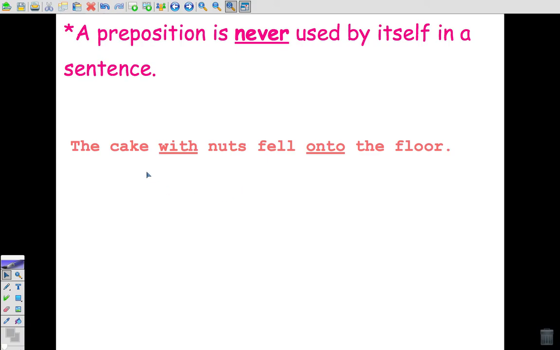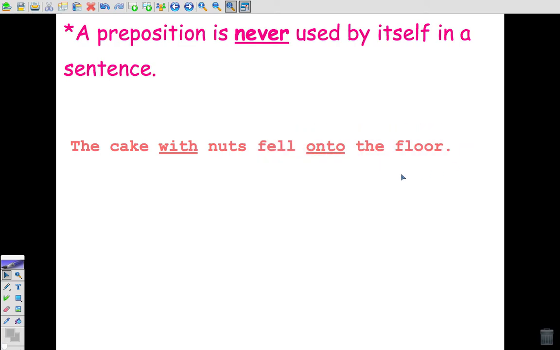So here's a sentence with two prepositional phrases. We have, the cake with nuts fell onto the floor. The cake is the subject, with nuts is describing the cake. Then the cake, what did it do? It fell, and onto the floor is the prepositional phrase.